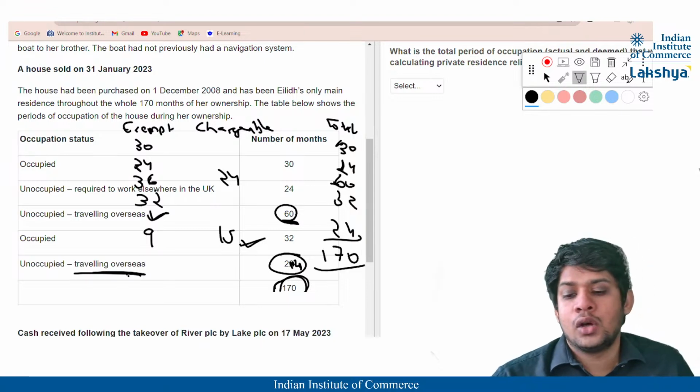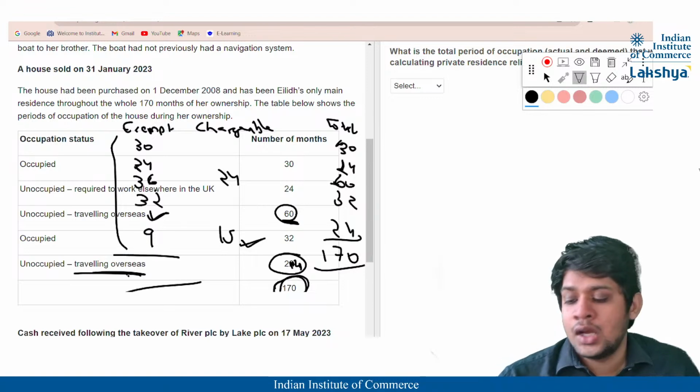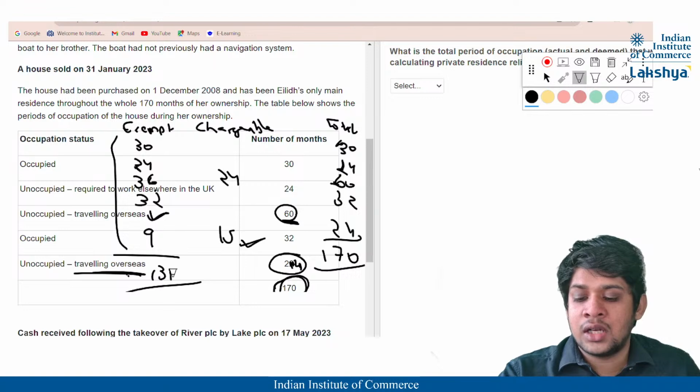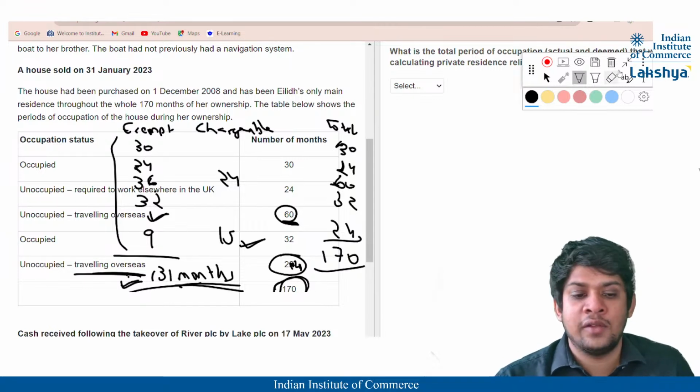170 months. Okay, guys. So what are our exempt months that we have to identify? It will be 30 plus 24 plus 36 plus 32 plus 9. That is going to be 131 months. This will qualify for her private residence relief.